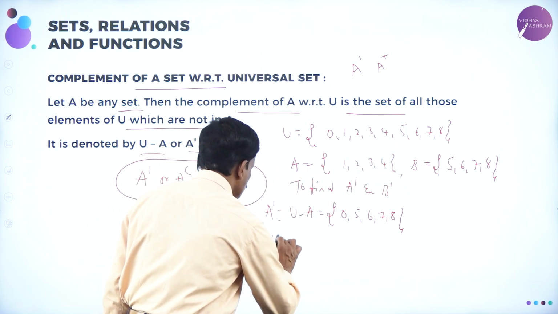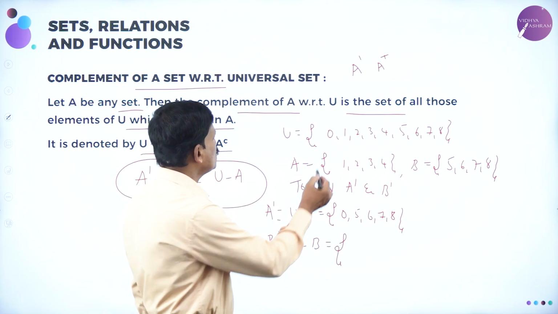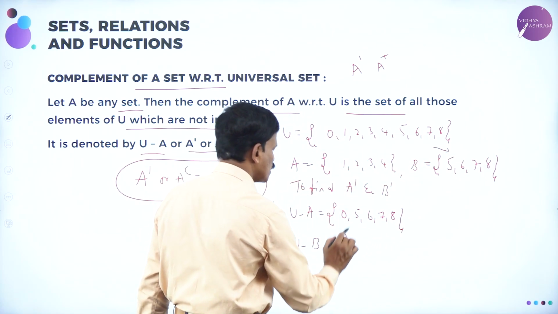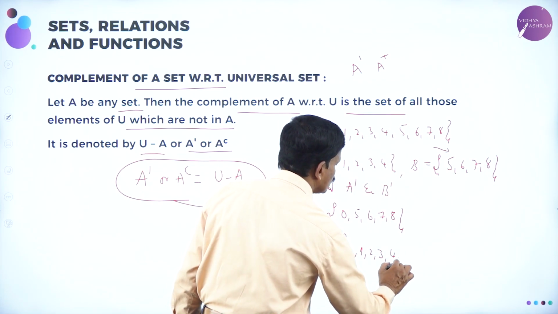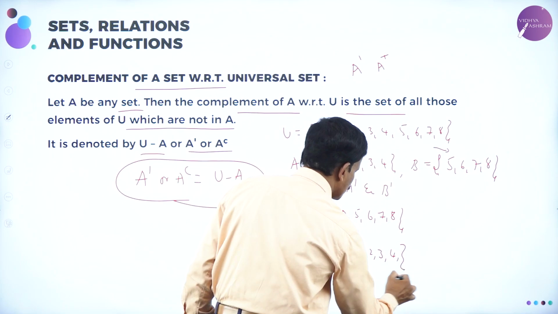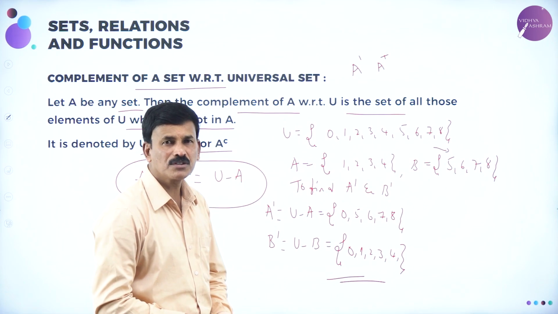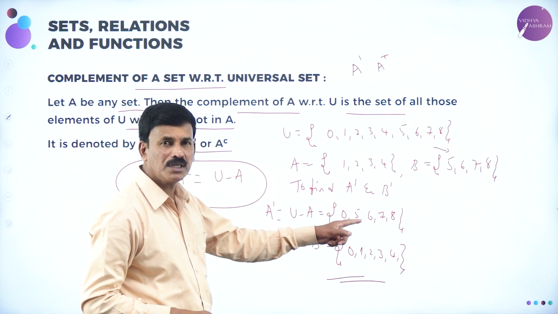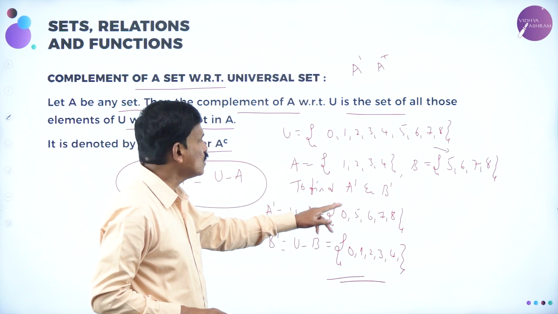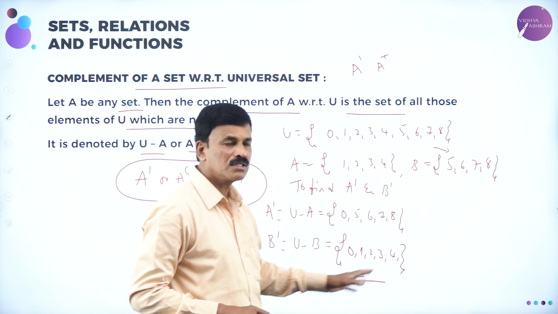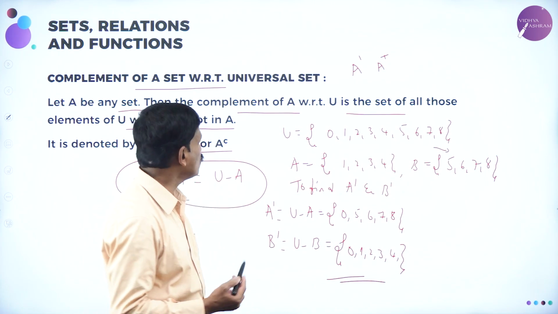Similarly, the complement of B, B dash, is equal to U minus B. U minus B means all the elements which are in U but not in B. So that is 0, 1, 2, 3, 4; 5, 6, 7, 8 is there, we cannot take. So A dash is U minus A, B dash is equal to U minus B. All the elements which are in U but not in A is A dash. All the elements which are in U but not in B is called B dash. Hope you followed how to find the complement.